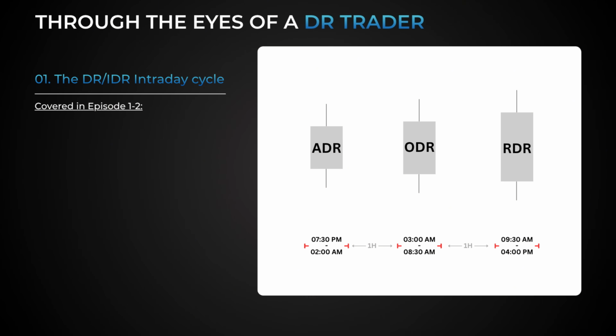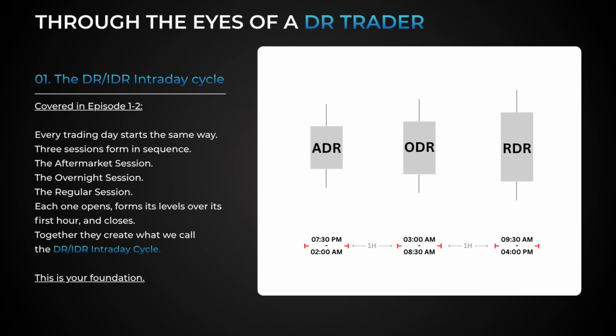Step 1. The DR-IDR intraday cycle and its structure. Every trading day, whether on crude oil, euro, or Ethereum, starts the same way. 3 sessions form in sequence: the aftermarket session, the overnight session, and the regular session. Each one opens, forms its levels over its first hour, and closes. Together they create what we call the DR-IDR intraday cycle. This is your foundation. Without understanding how these 3 sessions relate to each other, how each one respects or violates the previous one, nothing else in this framework makes sense.